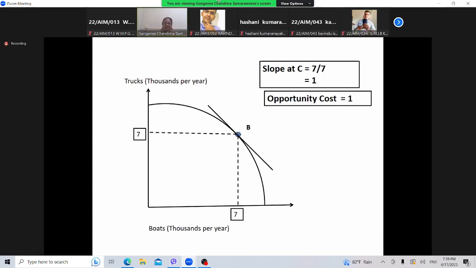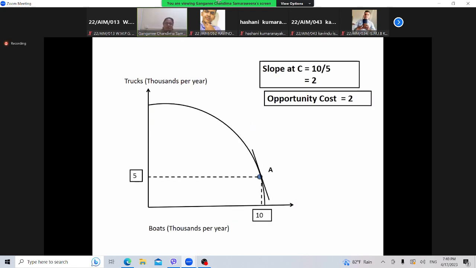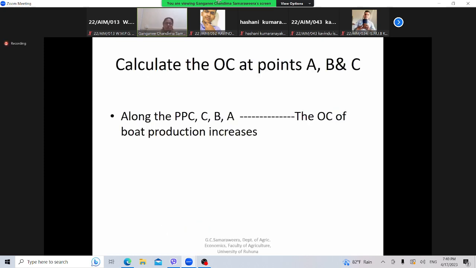Then let's say we need to calculate the opportunity cost of point B. We can divide these 2 points. It's very easy to calculate this opportunity cost. Then you can find out the opportunity cost of point A. So you calculated now the opportunity cost at 3 points A, B, and C.